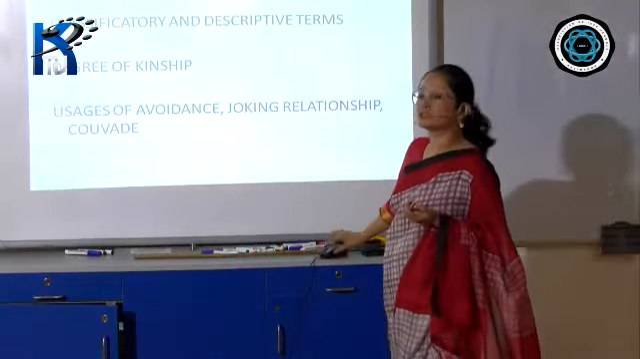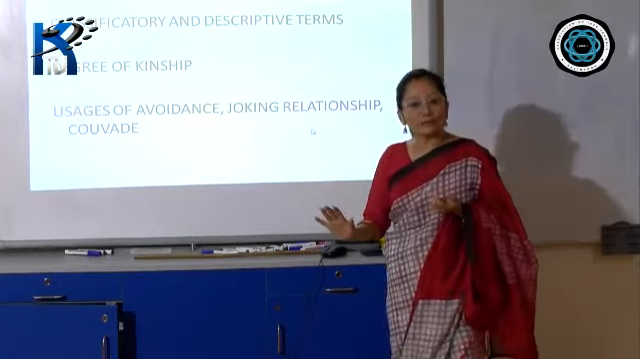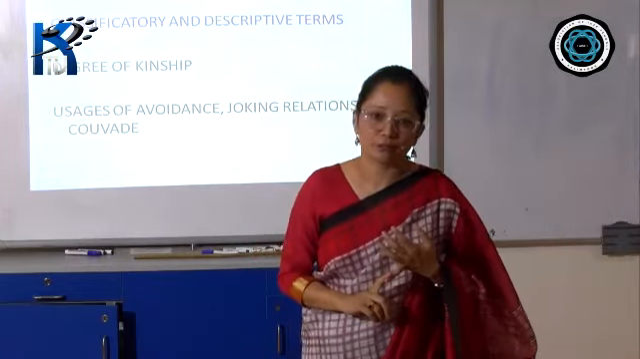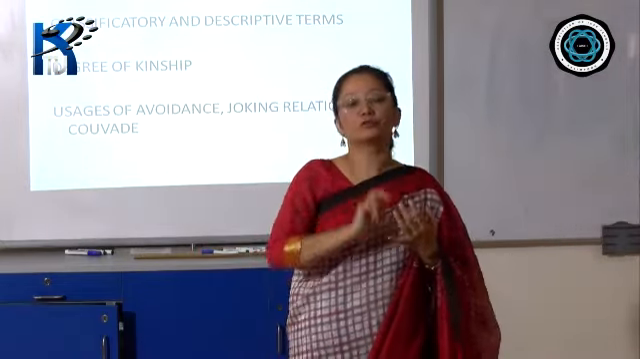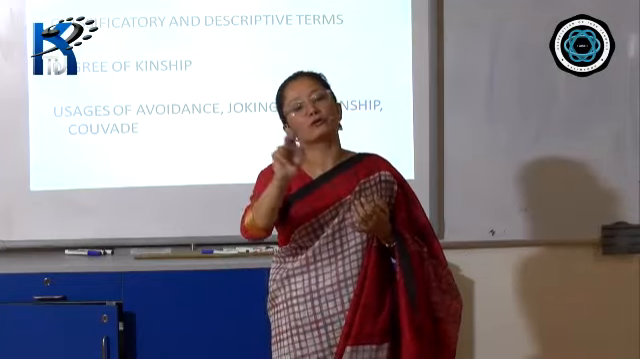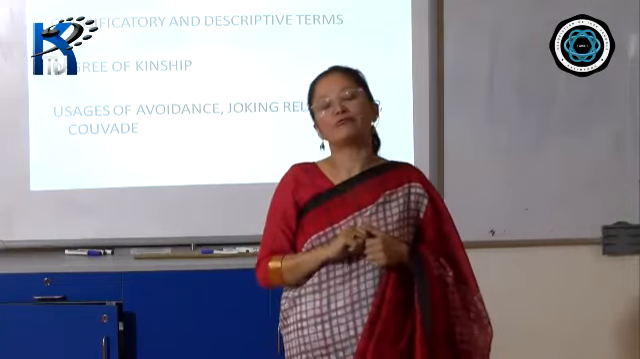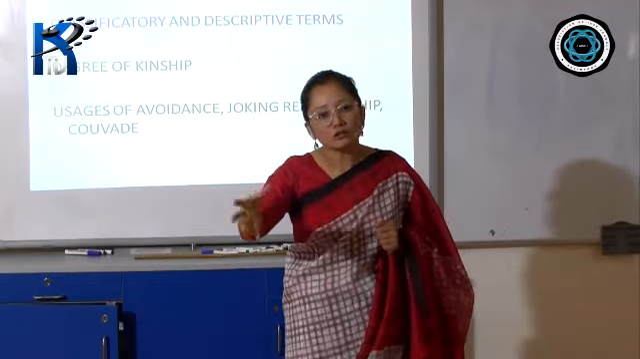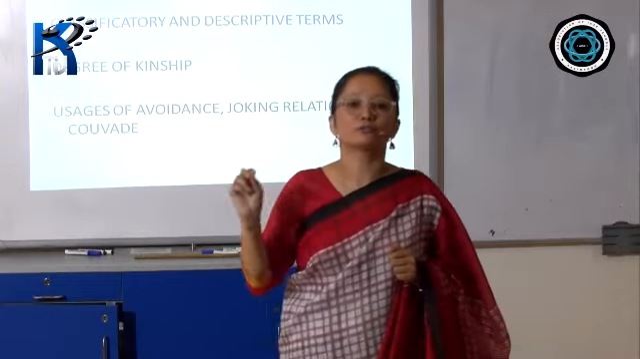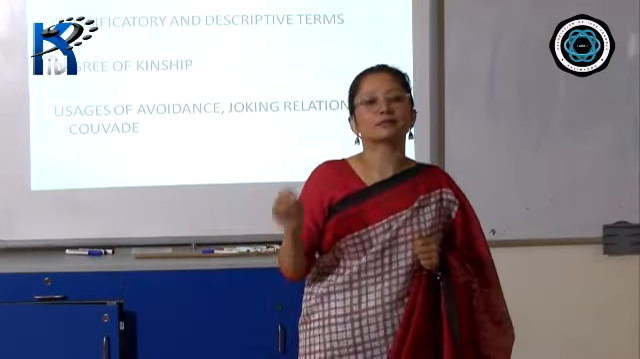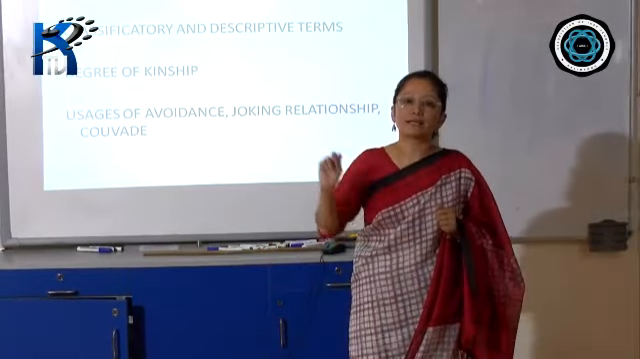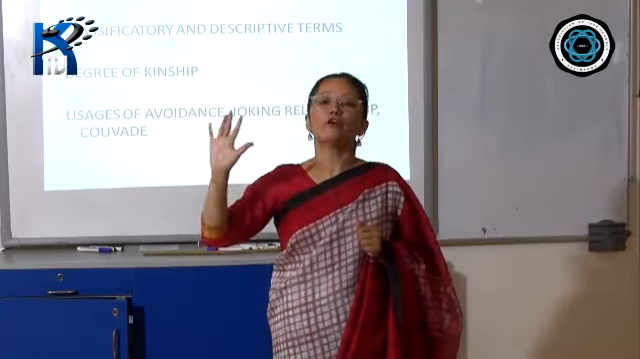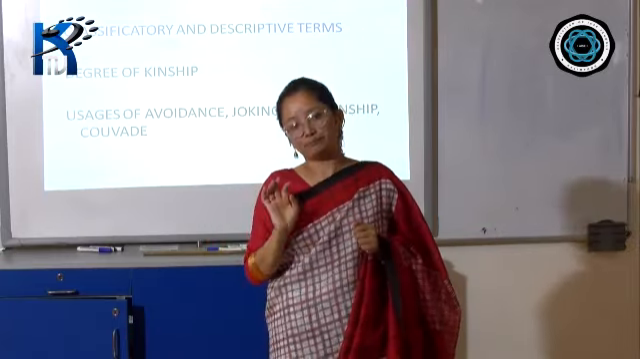The next will be usages, like avoidance had come. Normally, avoidance, joking relationship, couvade come in the long answer section. If you have 2 usages to discuss, avoidance and joking relationship, it will be out of 5 marks. So how do you allot the marks? It will be 2.5 plus 2.5. 2.5 for discussing avoidance and 2.5 for discussing, let's say, couvade. If you have a single usage like avoidance, full 5 marks will be allotted to it.